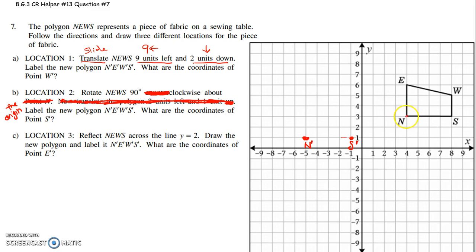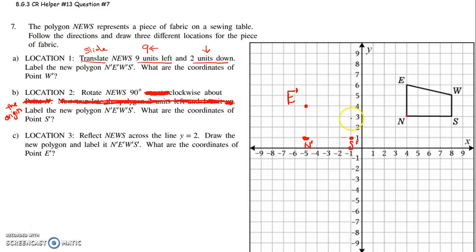Then I look, what's the distance between N and E? Because that's going to be the distance between N prime and E prime. 1, 2, 3 boxes. So I know there's 3 boxes between, so I can label that E prime. That's a big old E. And I can check it: 1, 2, 3, 4, 5, 6, 7, 8, 9 left, 2 down.